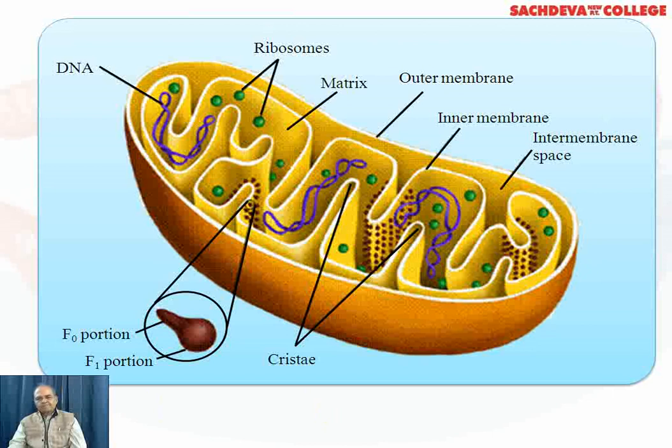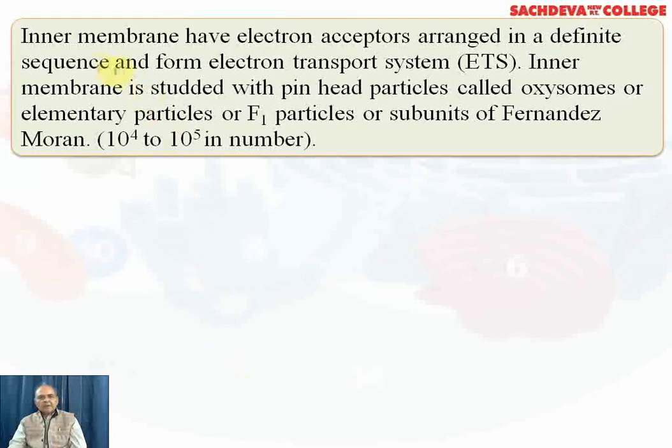Now you can see the section of the mitochondria. You can see the outer and the inner membrane, and you can see the intermembrane space between outer and inner, matrix, DNA, ribosome, and of course these tennis racket-like bodies, which you call F0 or F1 particles, and these cristae. Inner membrane has electron acceptors arranged in a definite sequence and forms the electron transport system, that is ETS.